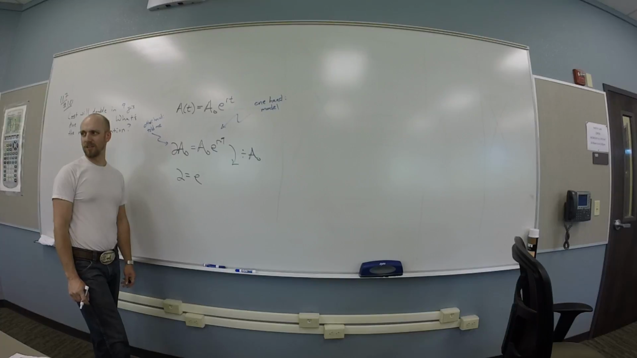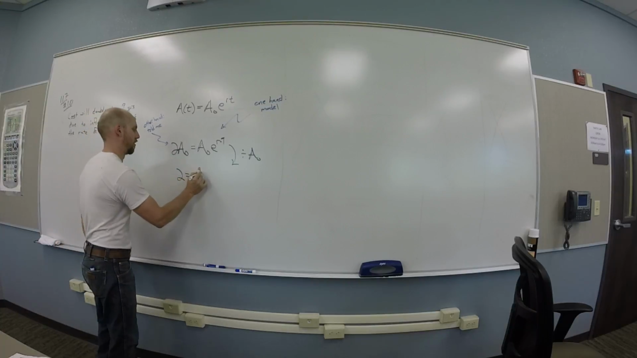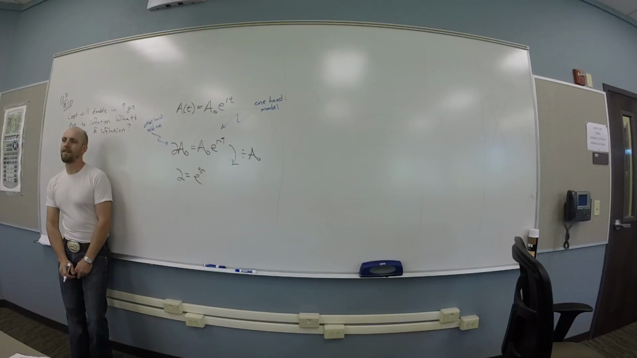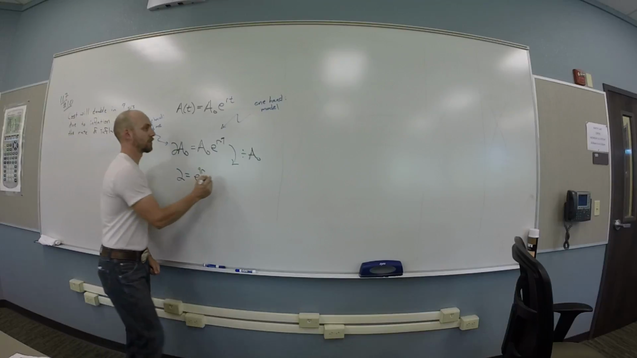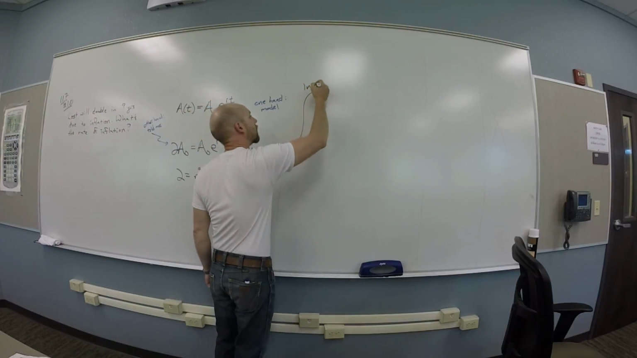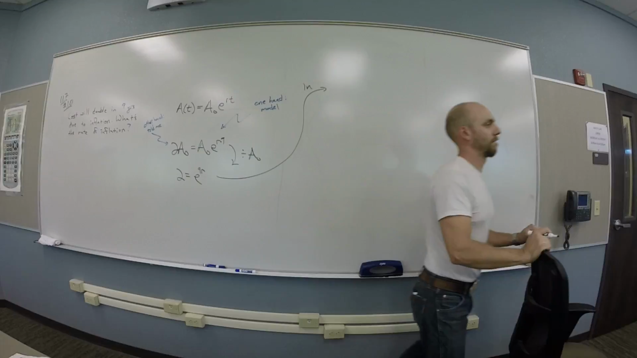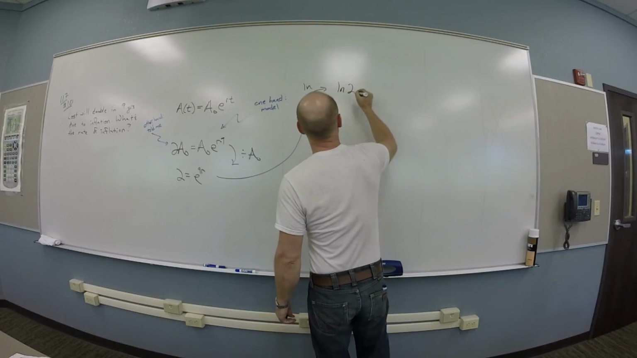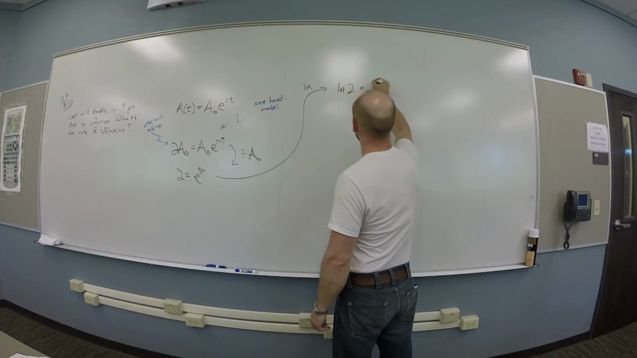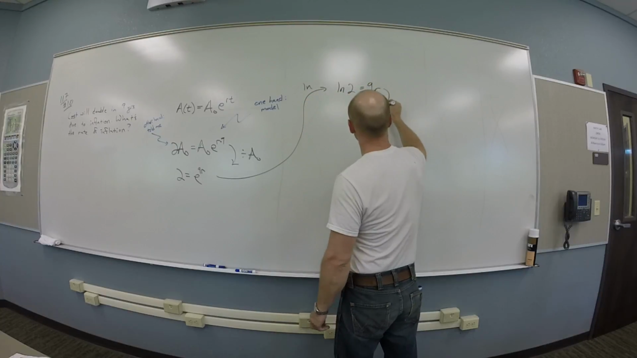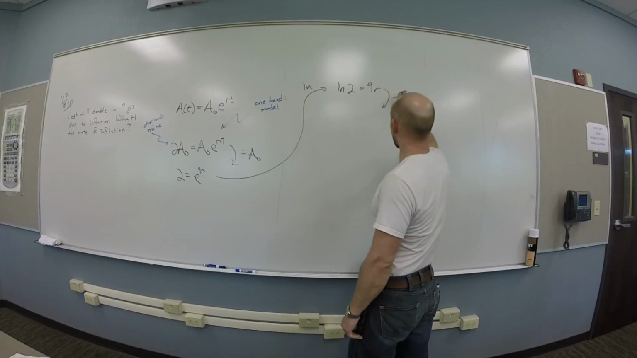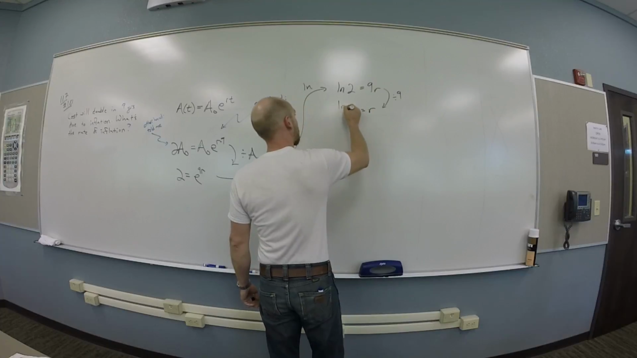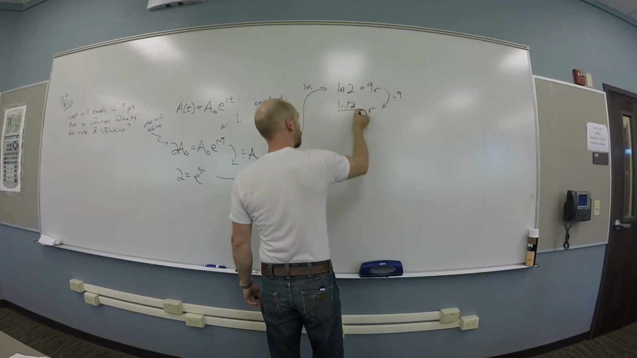What would you write instead? 9R. Then what? Natural log both sides. So what do you get on the left? The natural log of 2. So we got the natural log of 2 is 9R, and then what? Divide by 9. So you get R is the natural log of 2 over 9.